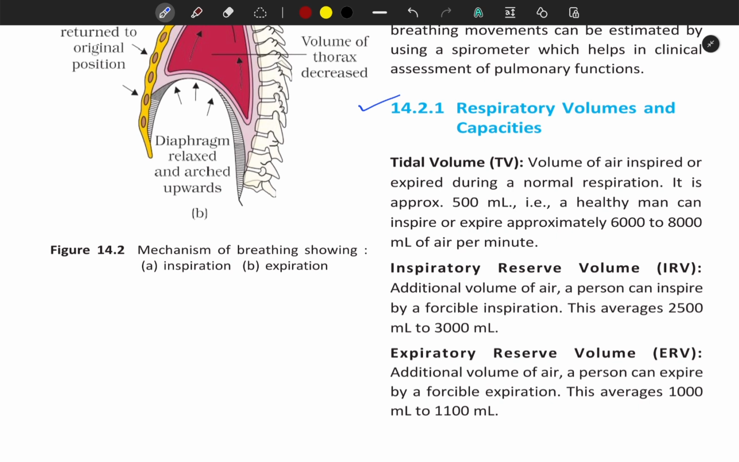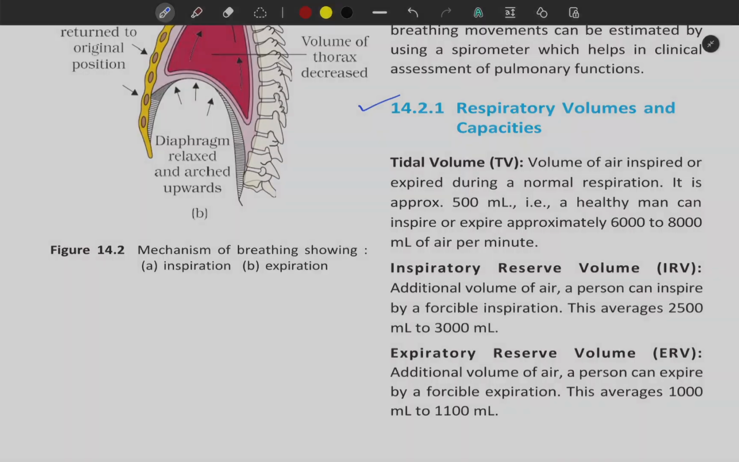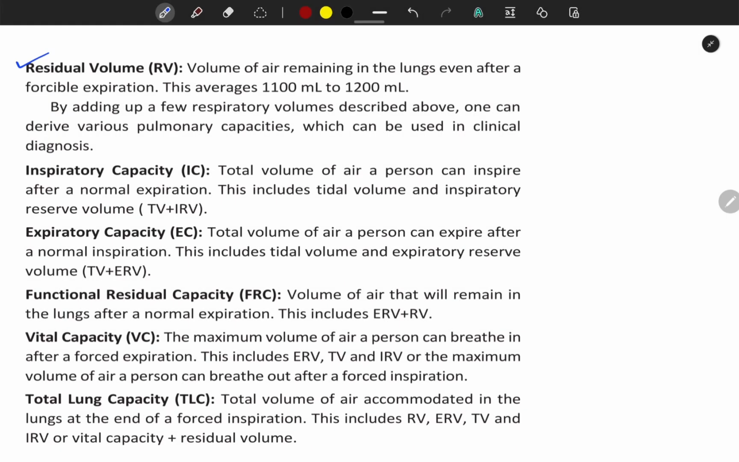Expiratory reserve volume, that is ERV: additional volume of air a person can expire by a forcible expiration. This averages 1000 ml to 1100 ml. Residual volume, RV: volume of air remaining in the lungs even after a forcible expiration. This averages 1100 ml to 1200 ml.